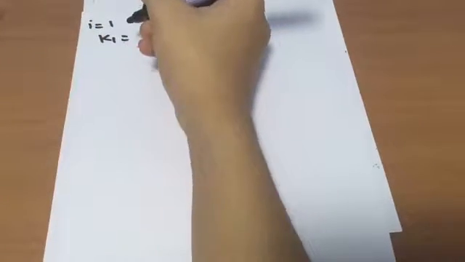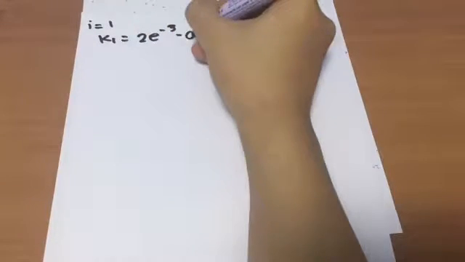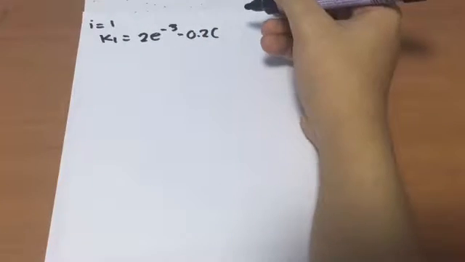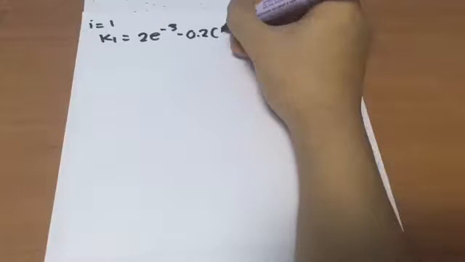So we still get our k1, which is the function of xi and yi. Our new x will be 3, and our new y will be 2.9416.